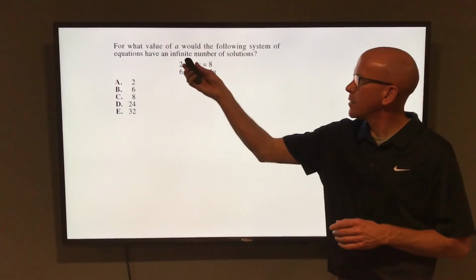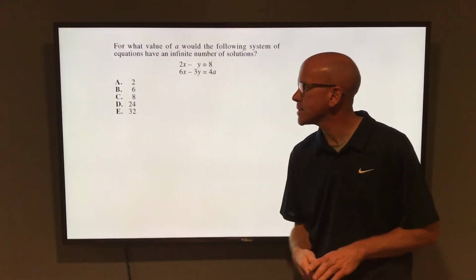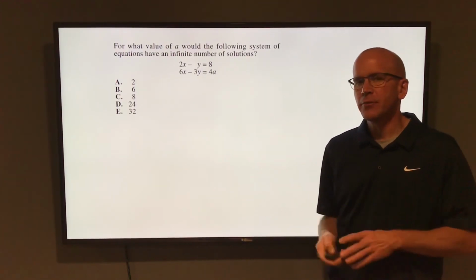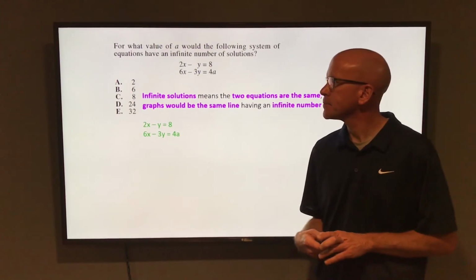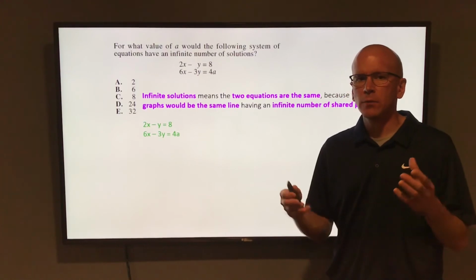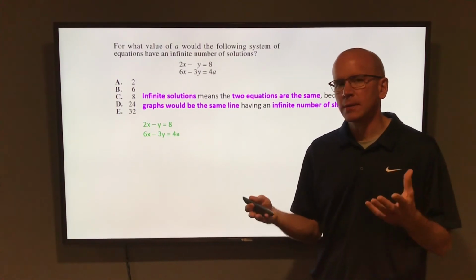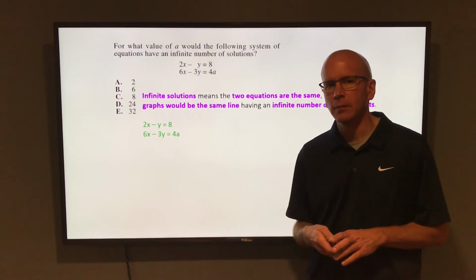For what value of A would the following system of equations have an infinite number of solutions? 2x minus y equals 8, 6x minus 3y equals 4a. Here you have a system of two linear equations. A linear equation is an equation that forms a straight line. And we're talking about them having an infinite number of solutions. So if you have a linear system or two straight lines, and you're talking about them having an infinite number of solutions, that means you're talking about them having an infinite number of intersecting points.